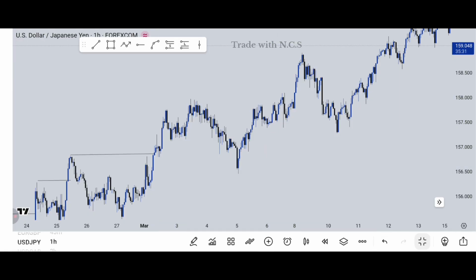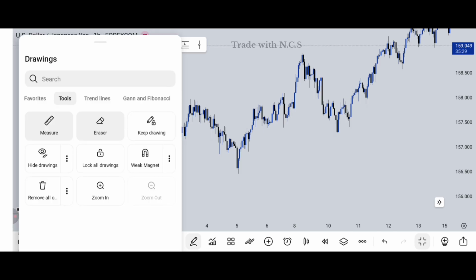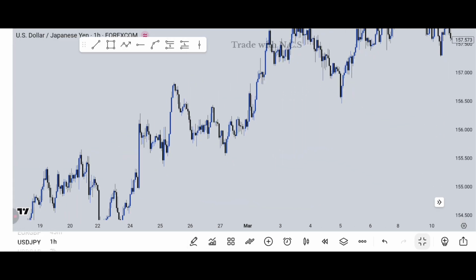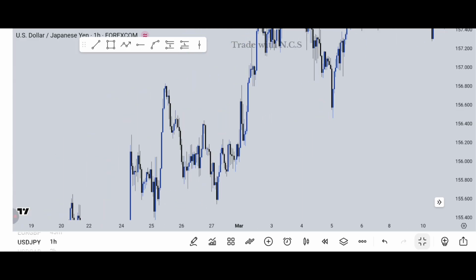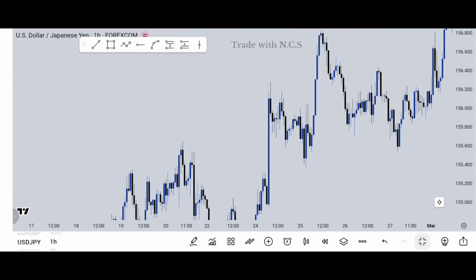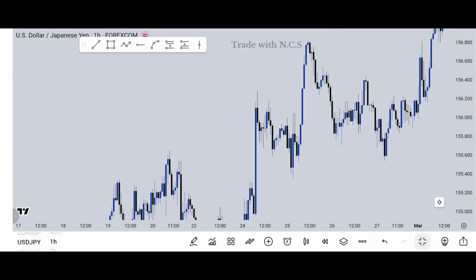Let me show you what a double break of structure really looks like. So let me look for a zone where a double break of structure occurred. Let me look for it. Okay, take a look at this region.